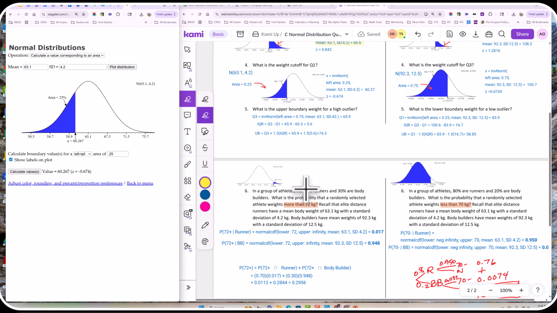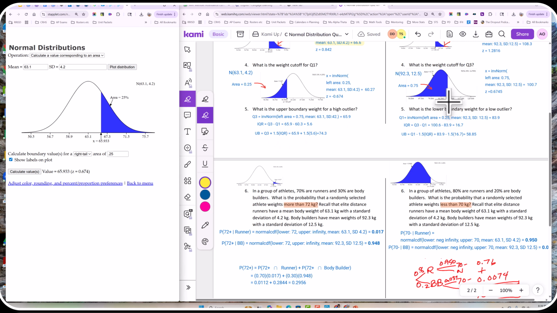The next part I ask you, there is no Stapplet required. It is, what is the upper boundary weight for a high outlier? Actually, I lied. You do need to do the Stapplet. So for this one, I need to find Q3. So I could just switch it to a right tail, and there's Q3, 65.9, which you can see over here. Then I find the IQR, which is Q3 minus Q1, which is 5.6. Then I find the upper boundary by adding Q3 plus 1.5 IQR.